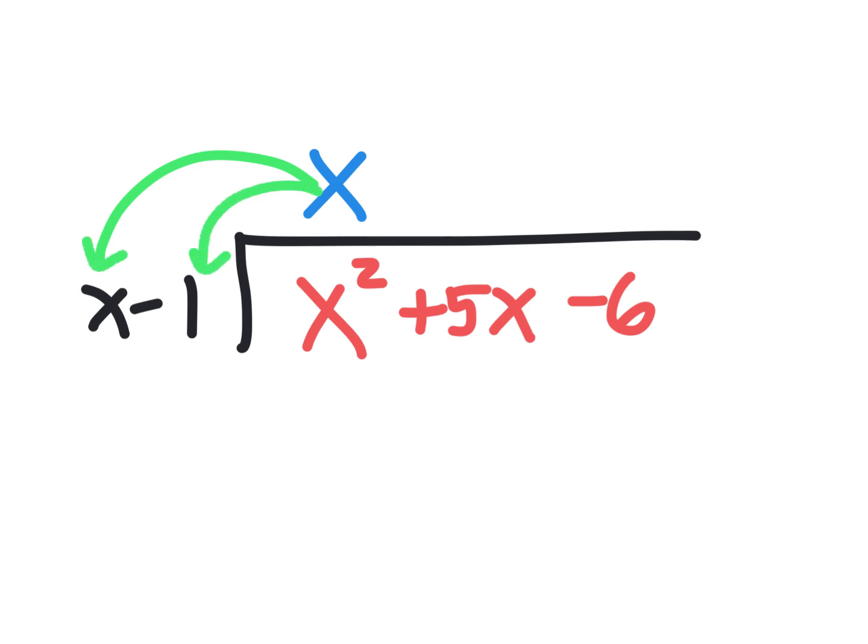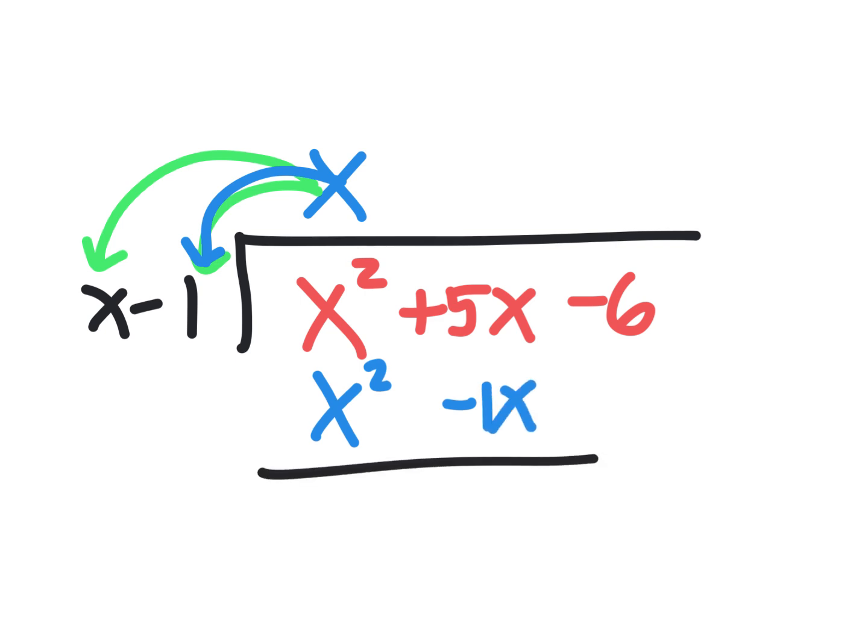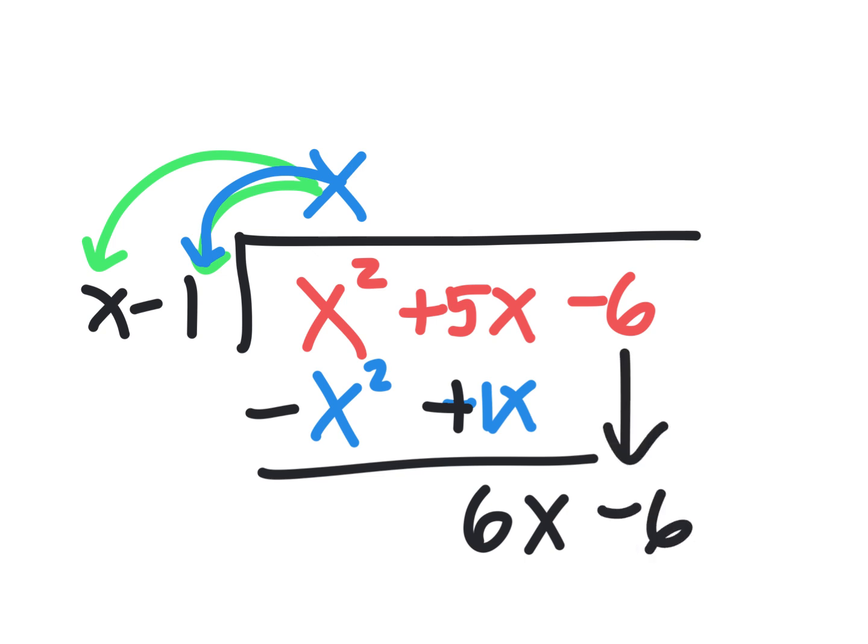See if you can finish this thing off. I'm going to pause for a second while you give this a shot. Okay, so here's what I was hoping to see. X times x, x squared. X times the negative 1 here, that makes negative 1x. I draw a line. I do opposite, opposite. Did you remember to change that negative 1x to a plus x? So then you got 6x. And then I drop it down. And then I ask myself, does x minus 1 go into 6x minus 6?